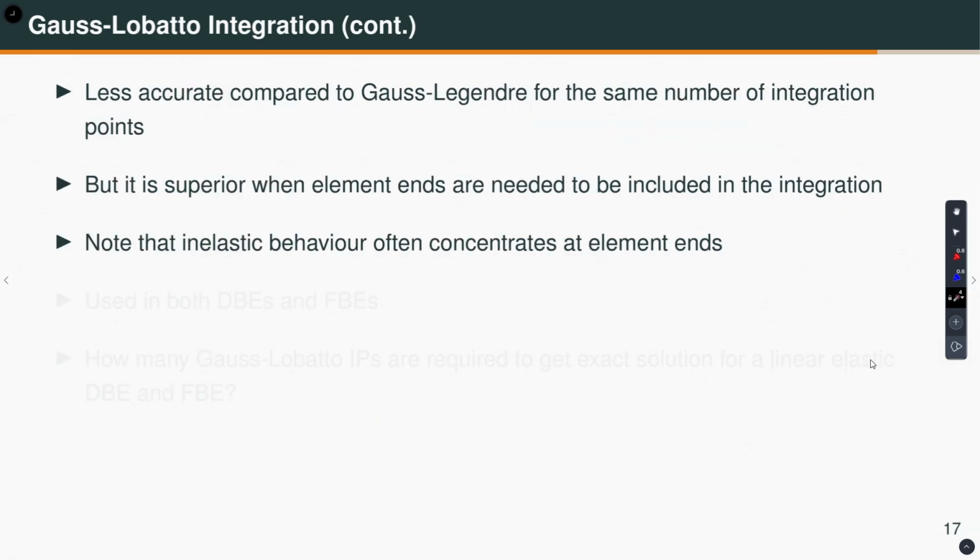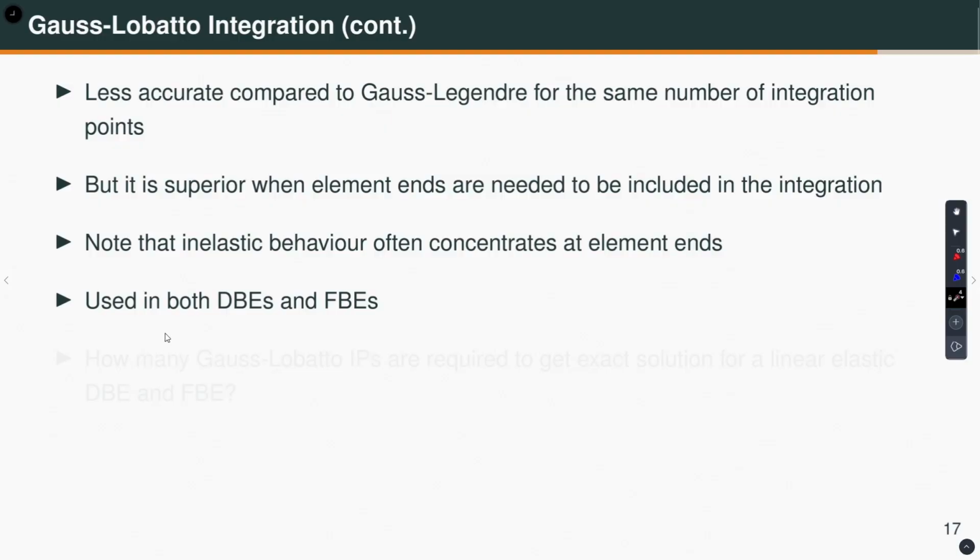Okay. So, this is less accurate compared to Gauss-Legendre for the same number of integration points as I showed you, but it is superior when element ends are needed to be included in the integration. Why? Because remember, in a seismic resistant moment resisting frame, okay, the ends are where the bending moments are maximum, you will get plastic hinges there, right. So, therefore, you need to include the ends. Okay. This Gauss-Lobatto is used in both displacement based and force based element.